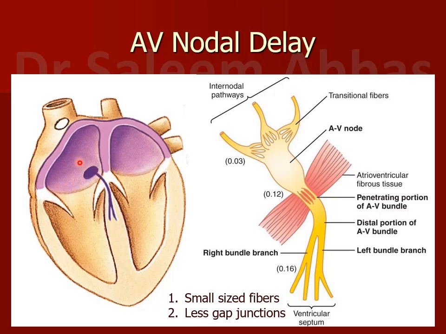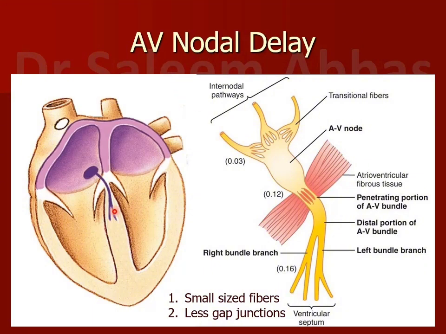The atria would have contracted along with the ventricles, and all four chambers would contract at the same time. So the blood which was present in the atria would have been impossible to push into the ventricles, and the proper filling of the ventricles would not be possible. So in order to make it possible for the atria to contract ahead and empty themselves before the ventricular contraction, this AV nodal delay is a must. For proper filling of the ventricles, the AV nodal delay is a must.